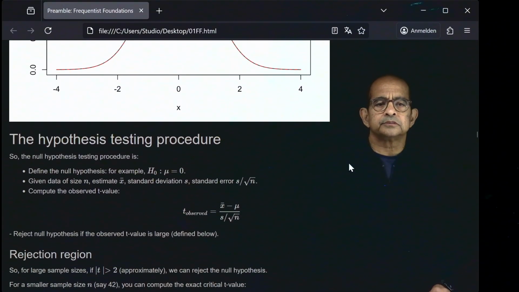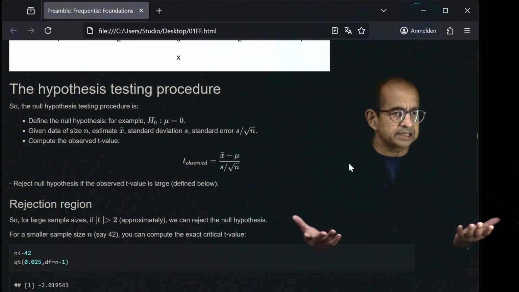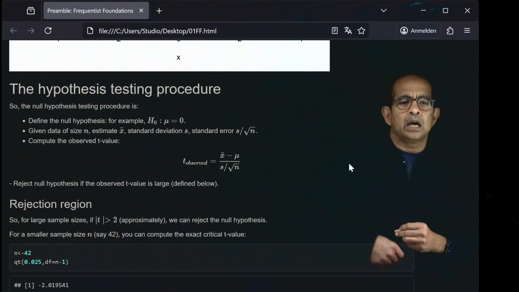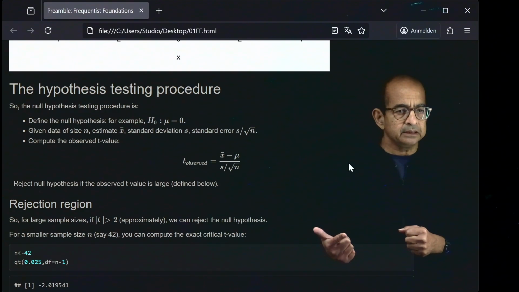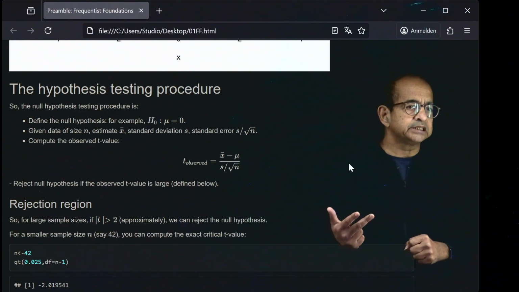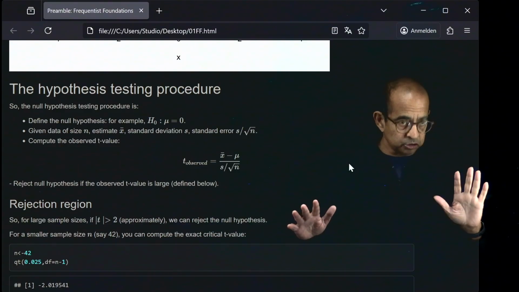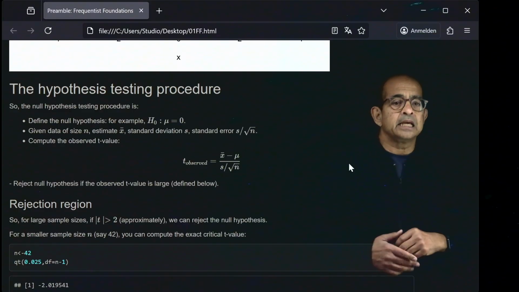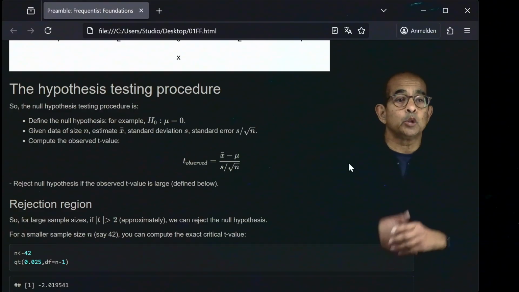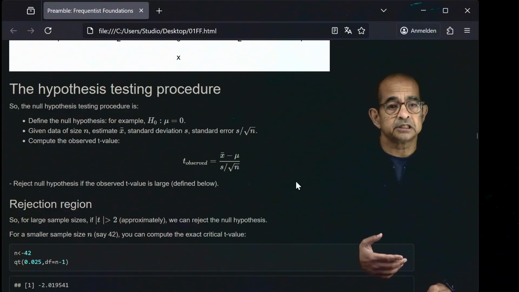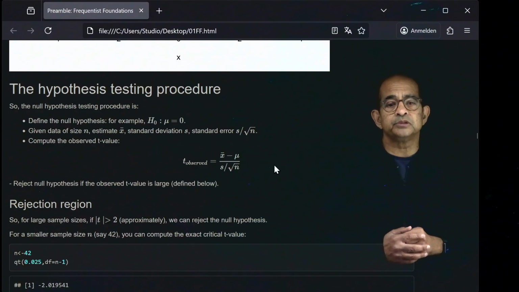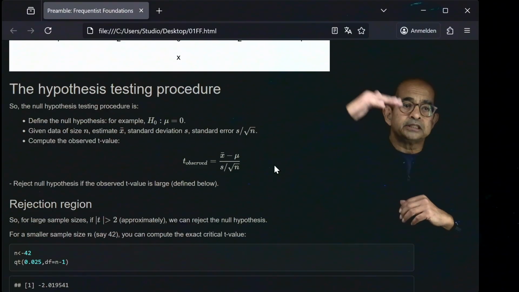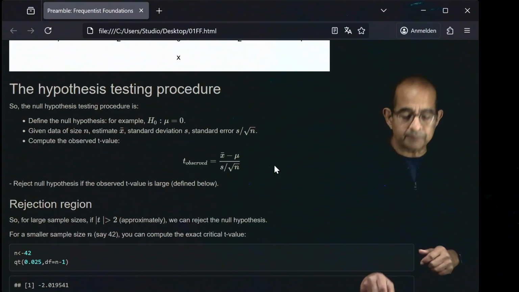Okay, so the hypothesis testing procedure is now straightforward. We set up a null hypothesis value for mu. We compute the sample mean. We compute the sample standard deviation. We know the sample size, assuming independent data. We can compute the standard error estimate. And once we know the standard error estimate, we can compute the observed t-value. The observed t-value can now be compared to the distribution of t-values for that particular sample size.